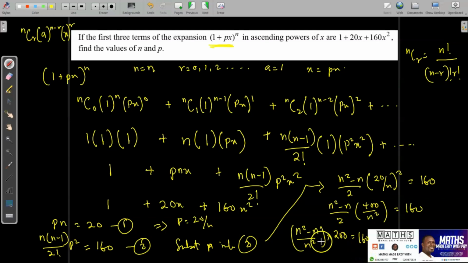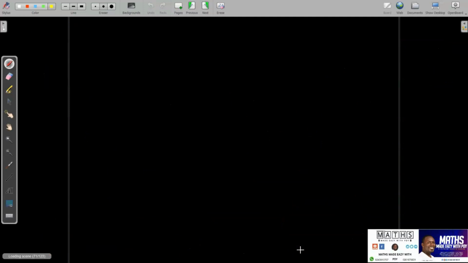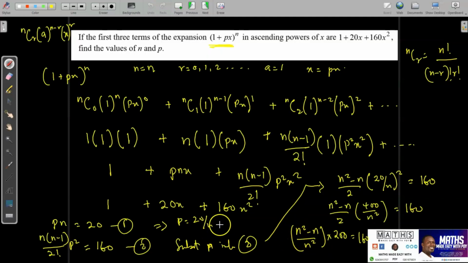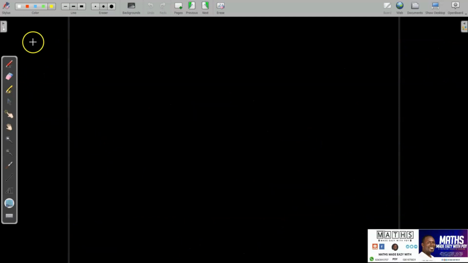So at this point, how do we solve for n over here? Let me move this to another page. So we had n squared minus n all over n squared, then times 200, all equal to 160.